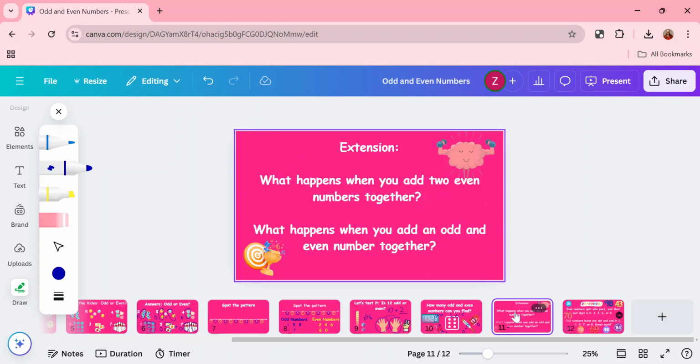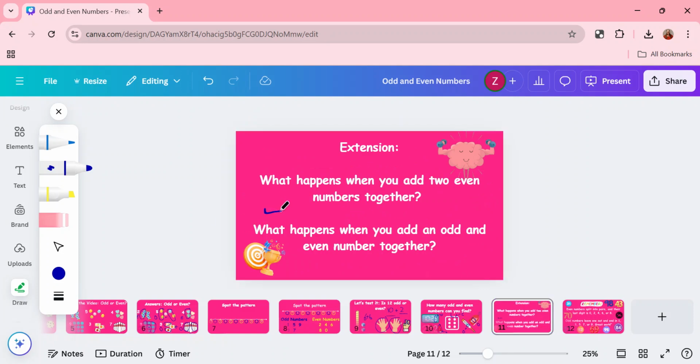Now, if you would like an extension and to exercise your brain, I would like you to think about what happens when you add two even numbers together. So let's think of two even numbers. 4 plus 2 equals 6. What do you notice about the answer 6? Is it odd or even? 8 plus 0. What do you notice about the answer 8? Is it odd or even? Can you do some more examples and see if it always works?